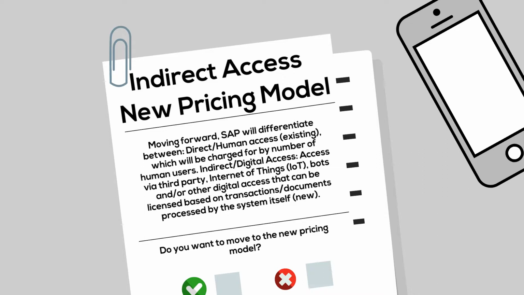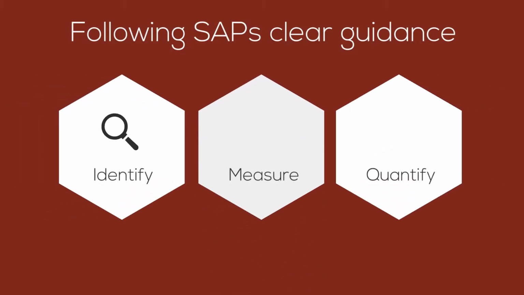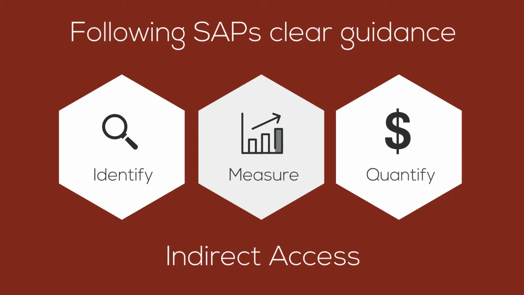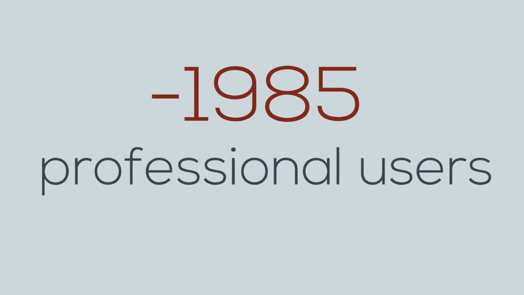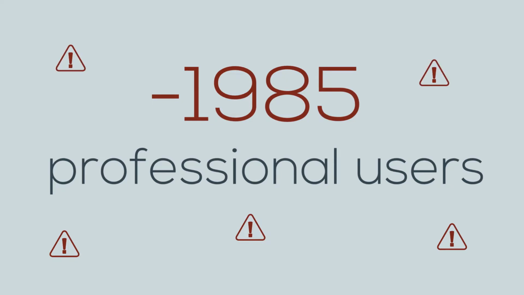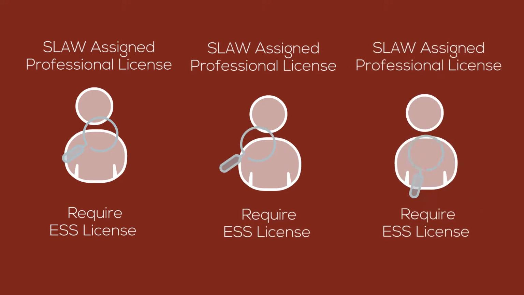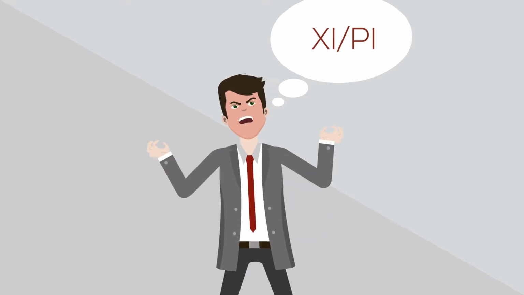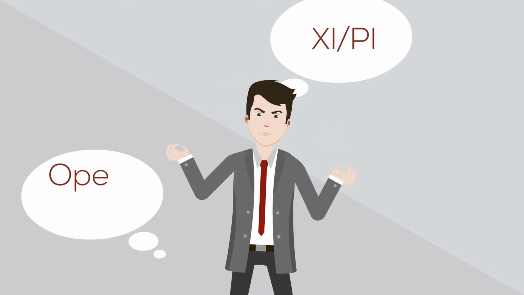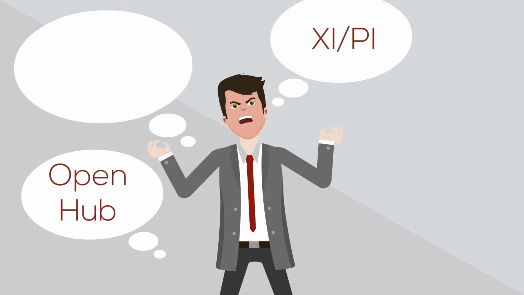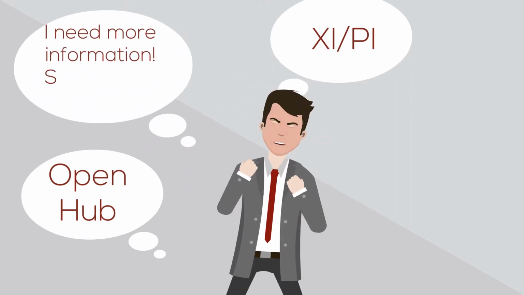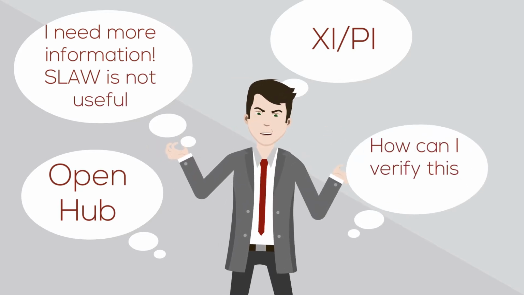Company X knows they need SAP licensing advice in a number of areas. Following SAP's guidance, they feel they need help to identify, measure and quantify their indirect access exposure. They have also found they are under-licensed for professional users, but have found that S-Law has flagged a large number of ESS users as professional. Having read SAP's licensing guide, they suspect there are other license types they could be buying and are interested in exploring options. They also have compliance issues around two specific packages, XI, XP and OpenHub. They cannot find a way of verifying these outside of rerunning S-Law, which simply does not provide them with enough information or explanation of the numbers measured.